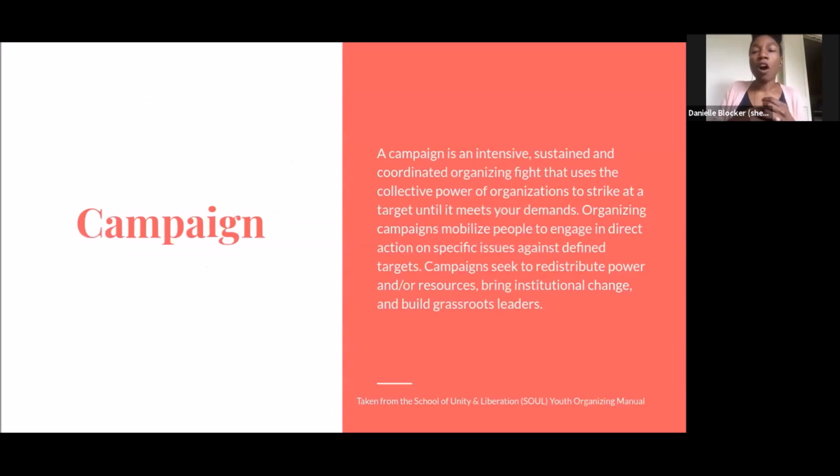So we are particularly looking at advocacy and direct action organizing. We want to change institutions. And so we're going to have some campaigns, right? A campaign is an intensive, sustained, and coordinated organizing fight that uses collective power of organization numbers to strike at a target until it meets your demands. Organizing campaigns mobilize people to engage in direct action on specific issues against defined targets. Campaigns seek to redistribute power and/or resources, bring institutional change, and build grassroots leaders, right?